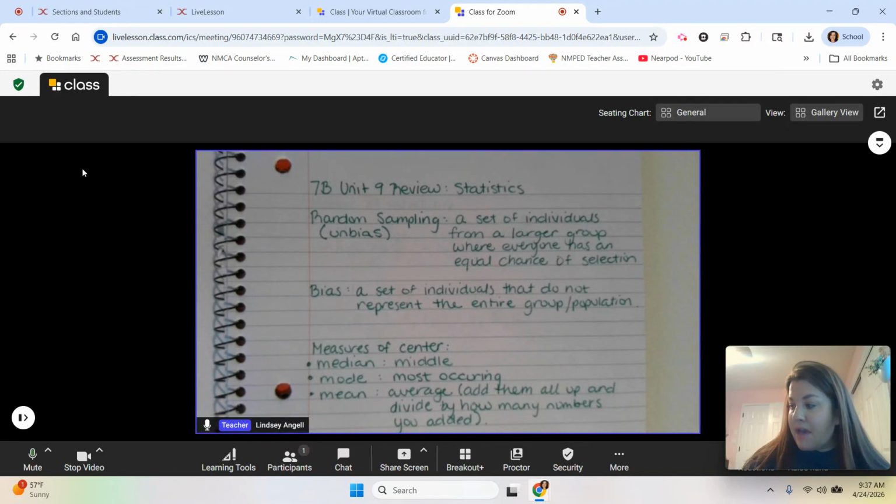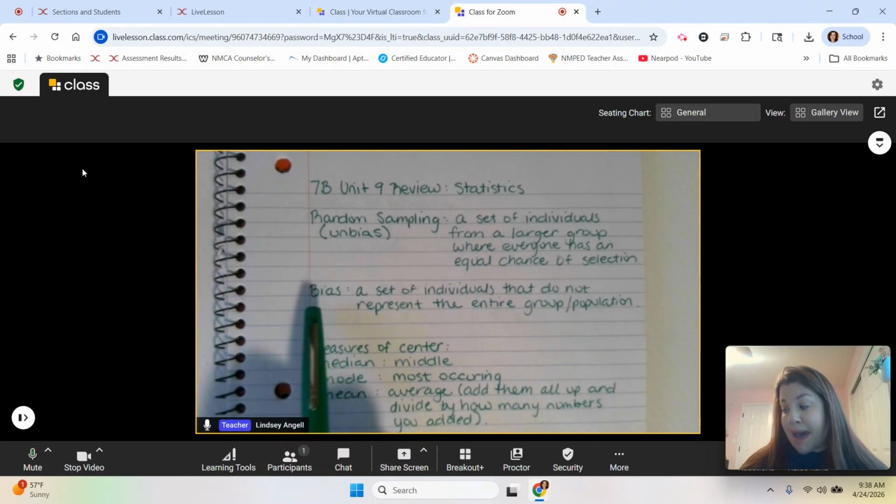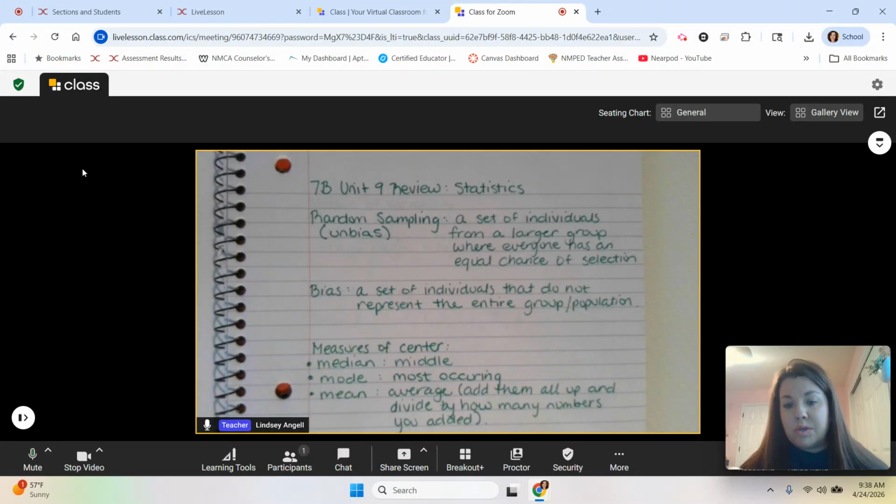So first off, I have a definition here of random sampling. Random sampling is a set of individuals from a larger group, like a population or maybe a school's population, where everyone has an equal chance of selection. By using random sampling, you're choosing an unbiased group of people, which is good. You want that because if you choose a biased group, that's a set of individuals that do not represent the entire group or population.